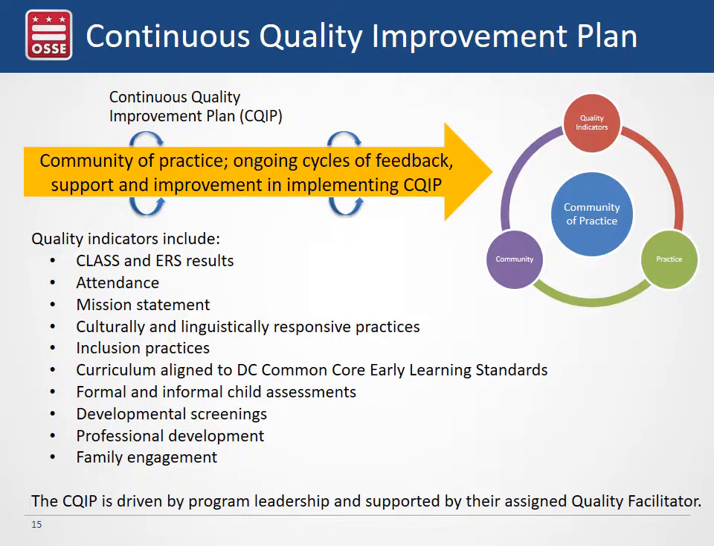The Continuous Quality Improvement Plan will focus on the 10 quality indicators listed. Quality facilitators will provide support based on the areas of improvement identified by the providers. Monthly community of practice meetings will reinforce these indicators and allow providers to share ideas among one another. This process is ongoing, and the CQIPs should be reviewed and evaluated regularly.